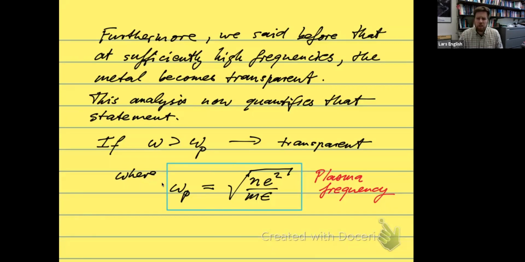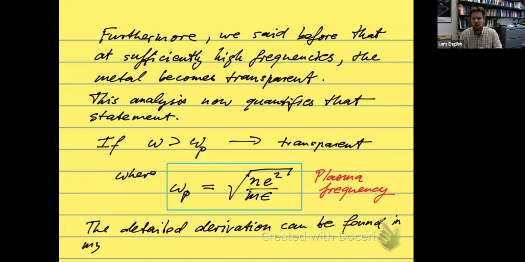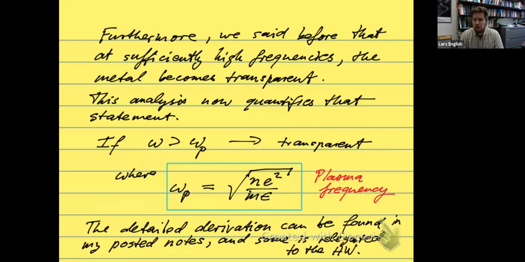One thing quickly, this is omega, right? Technically it is measured in radians per second. If you want frequencies in hertz, you still have to divide this by 2 pi. Okay, so again, the detailed derivations of these formulas can be found in my notes, where I also relegate some of the steps to the homework assignment.